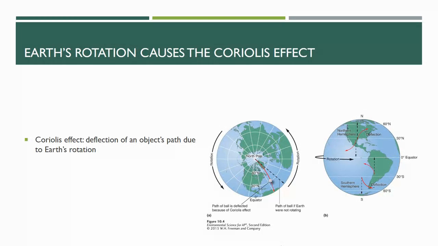So in diagram A, from that direction of rotation, the ball is deflected westward when it is flown or thrown from the North Pole. And we will look at lots of specific examples with this in class.